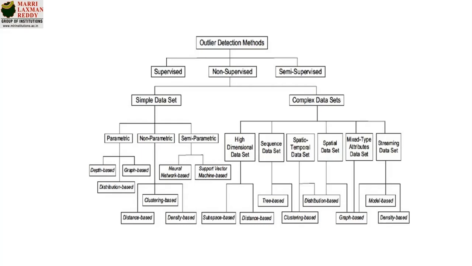And talking about semi parametric methods, in semi parametric methods you have neural network based methods, which come under deep learning concepts. And also you are going to have support vector machine based outlier detection, where we use a hyperplane. So likewise, for each type of data set you take, you have different outlier detection methods.